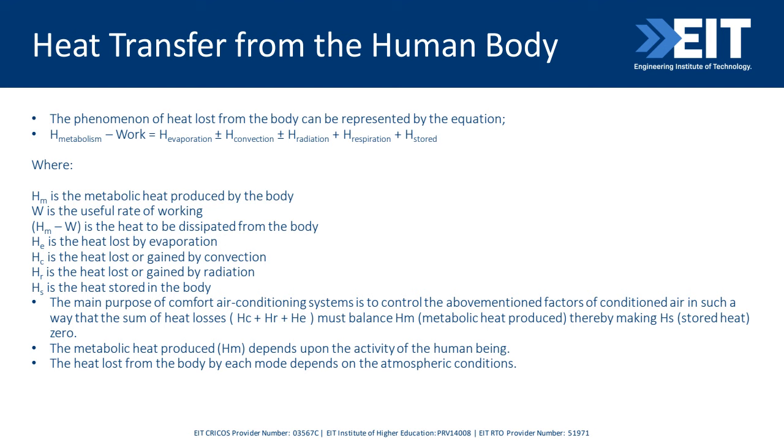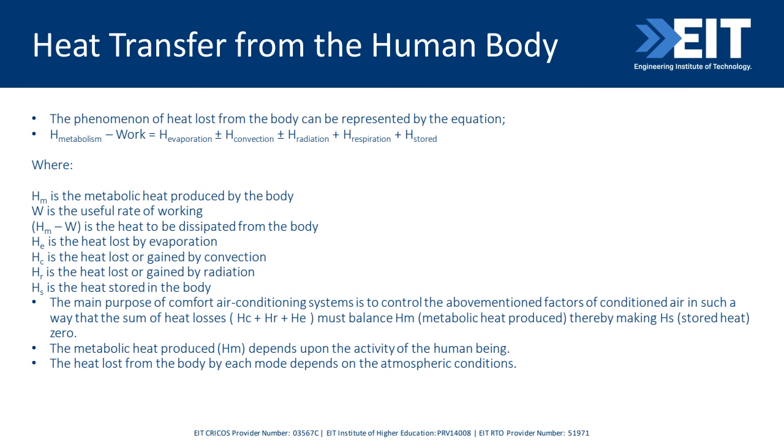If we just enlarge this quickly. So it's the heat metabolism minus work that you're doing, because then it's the heat evaporation plus minus convection, and then plus minus radiation, plus respiration and heat stored. Now, the main purpose of your air conditioning system is you want a balance between the metabolic heat produced and the heat that's taken away. But if you want to cool it, then you need to take a little bit more heat away in order to reduce the temperature.